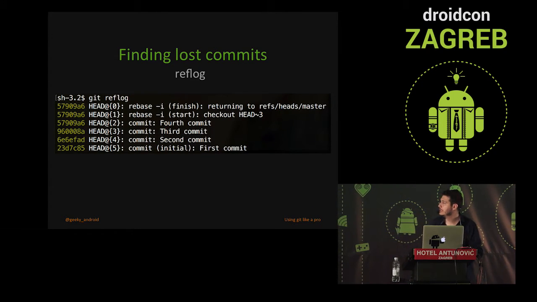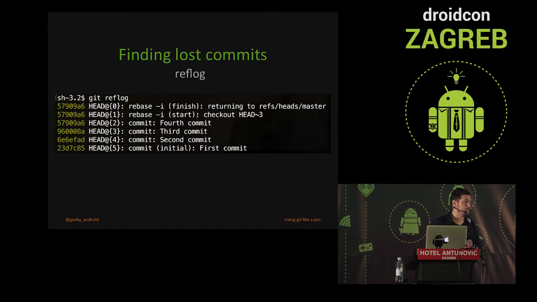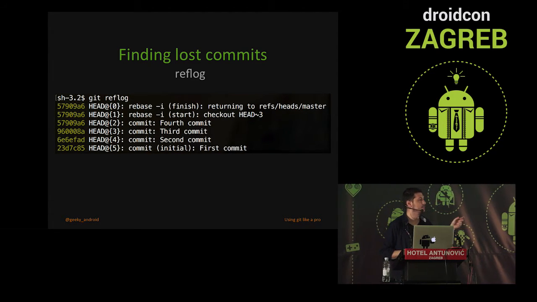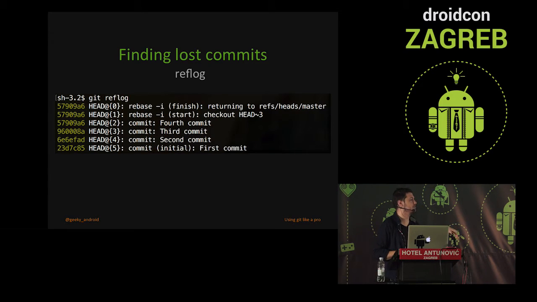Finding lost commits. Like I said, Git doesn't forget anything. So even if you delete commits or if you just move them out of any reference point, you can always get them back by doing a reflog, a reference log. This will basically print out a list of all the places that head has been in the past, however long that list is. So you can always find a commit that you were on if it has disappeared from your list.